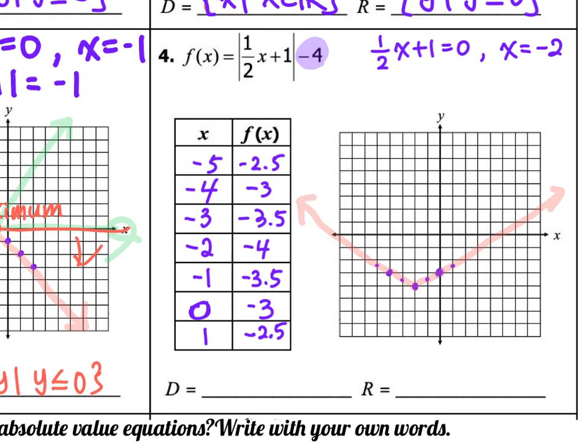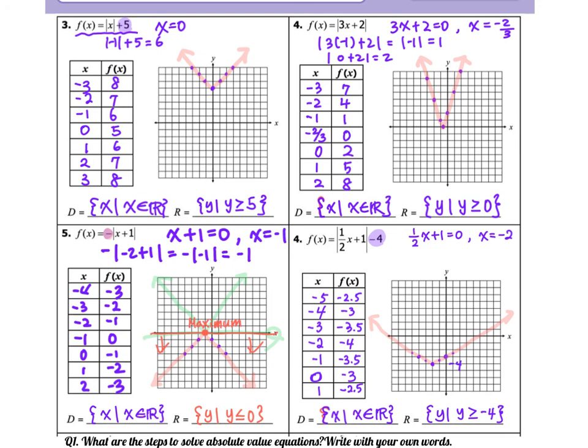Something like that, right? So the domain is all real numbers, and for the range, this is a minimum, and that's negative 4. So y such that y is greater than or equal to negative 4. Before moving on, I wanted to mention one more thing. Look at number 4, and oh, this is number 4 again. I guess that's a typo. Let's say that's number 6.